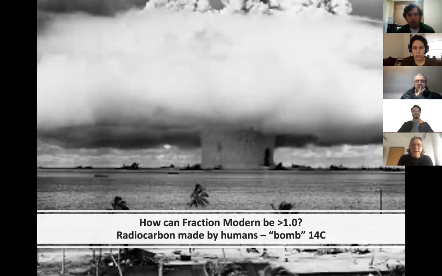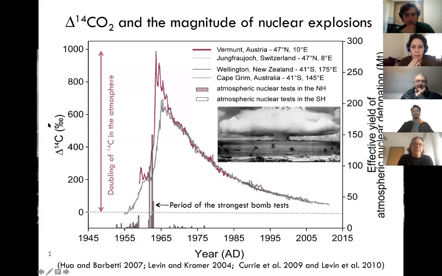Just really quickly, the other thing we use, that Carlos will spend most of his time talking about, I think, is this fraction modern greater than 1. How can we have that? Well, that means there's more radiocarbon in your sample than there was in the pre-industrial atmosphere. And we know radiocarbon is also made by humans through the use of bombs. This is yet another unit, delta C14, but think of the delta. So the 0 would be the pre-industrial atmosphere, and 1,000 would be 2 minus 1 times 1,000.